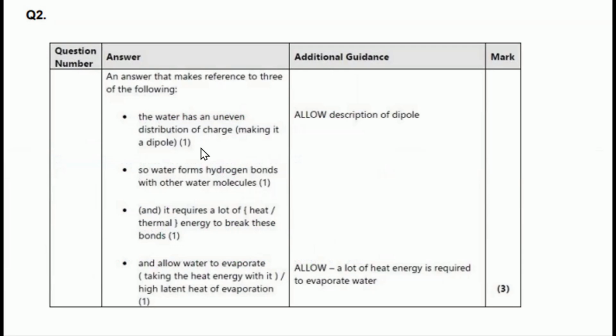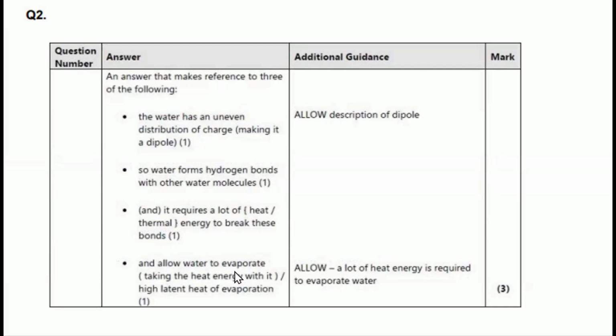So if you say oxygen is negative and hydrogen's positive on a water molecule, you've described the dipole, so you'll get the mark for saying that. It's even quicker to just say it has a dipole. So water forms hydrogen bonds with other water molecules. Again, if you said it forms a bond from the positive to the negative between water molecules, again, hydrogen bonds, quick way of saying that, requires a lot of heat to break these hydrogen bonds or these attractions.